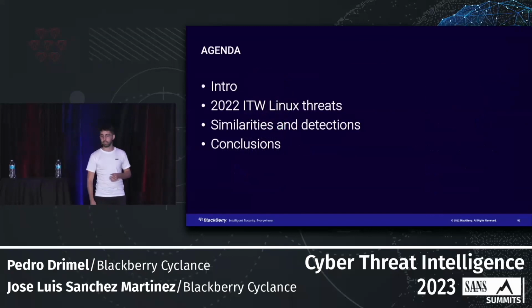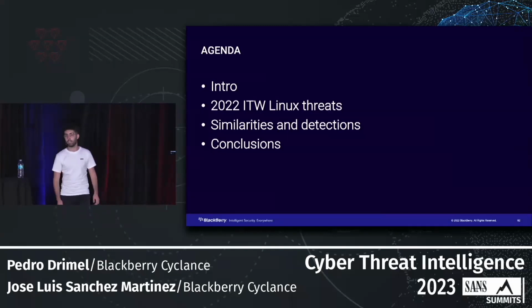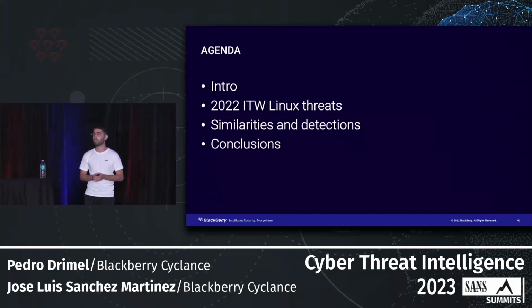So starting with the presentation, we have this agenda for today. First, a small introduction about some concepts that we think are necessary to understand the whole presentation. After that, we have the Linux in the wild threats, where Pedro is going to talk about some families that we were tracking last year. Following that, we have the similarities and detection, some processes that we did in order to get some correlations and find similarities during the different infections of the Linux threats. And finally, we have the conclusion and different outcomes that we have generated also for the audience.